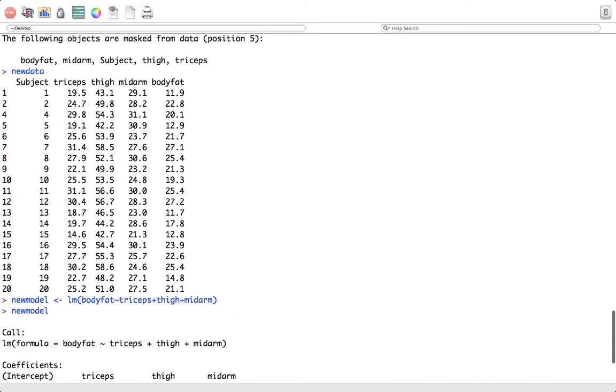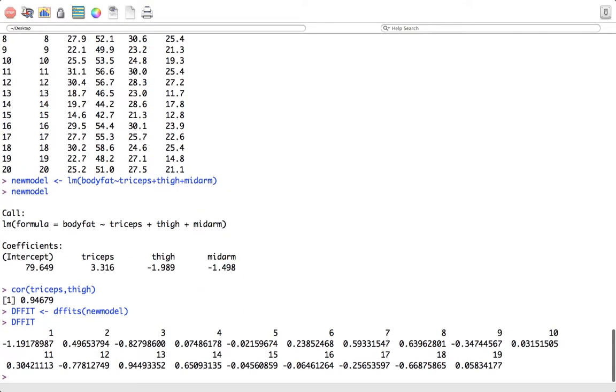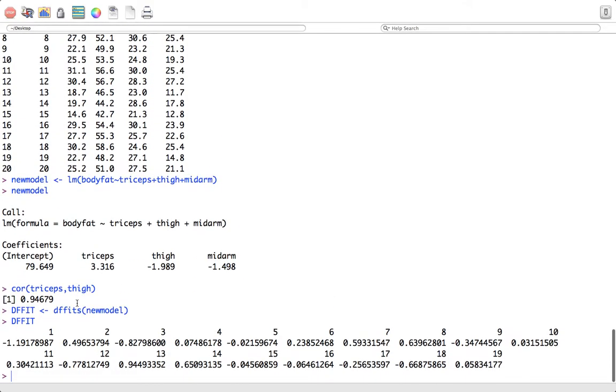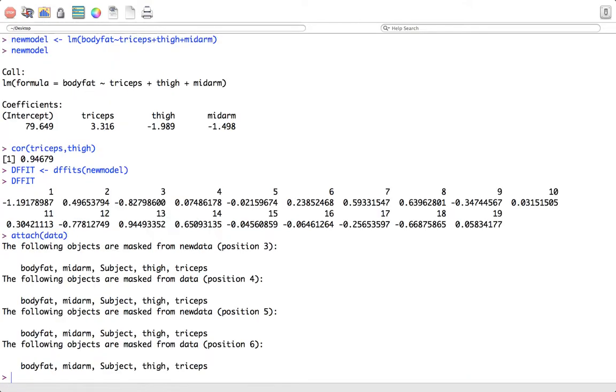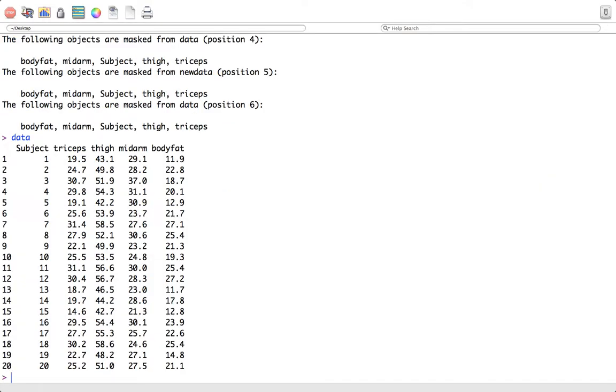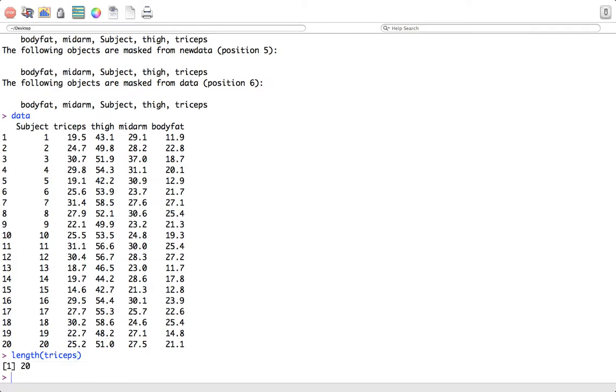Okay, gang, I got problems here. I don't want to do that. I'm running this on new model, and new model was created on a subset. I don't want to do that. I want to do it on the entire data set. Let me make sure I've got all cases. All right, cool. Now that's much better.